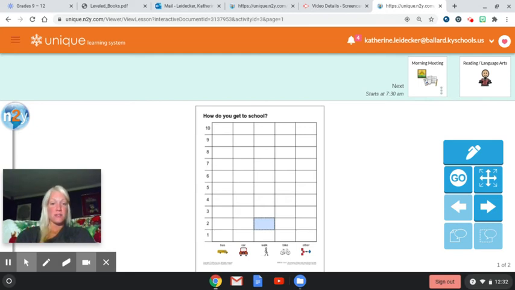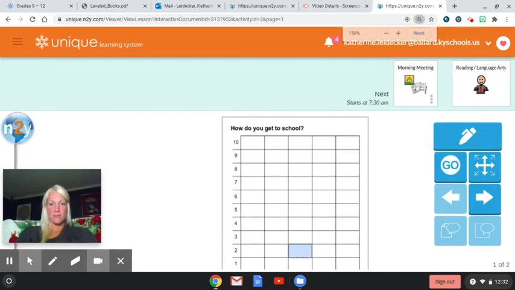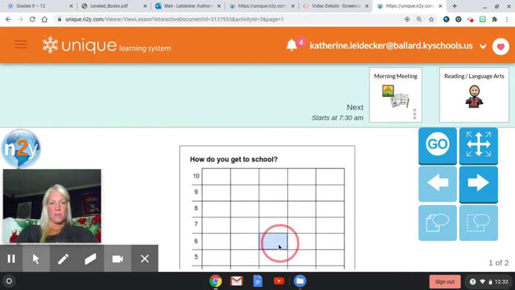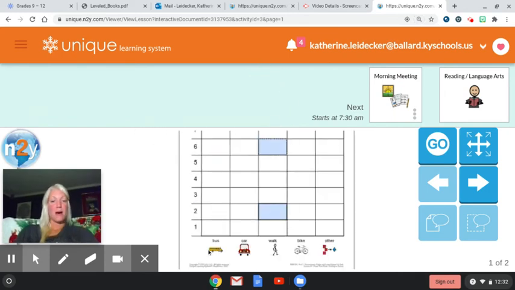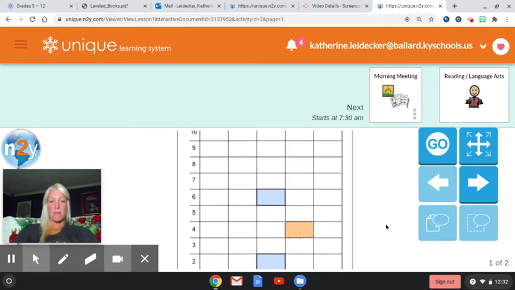So in the classroom, I'm going to be asking students whether they ride a bus. Here are our options: they ride a bus, they take the car, they walk to school, they ride a bike, or something other.